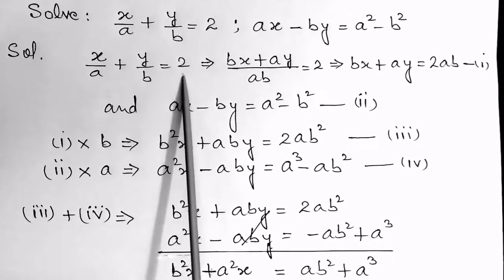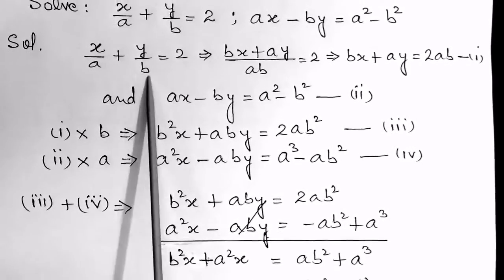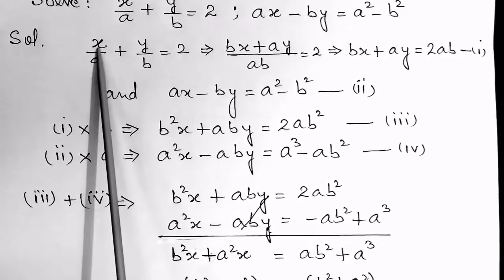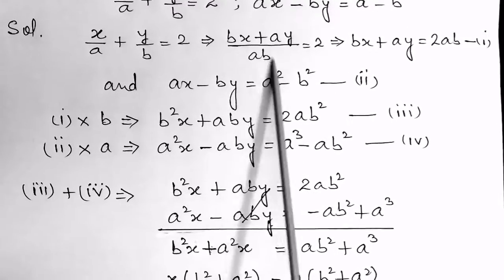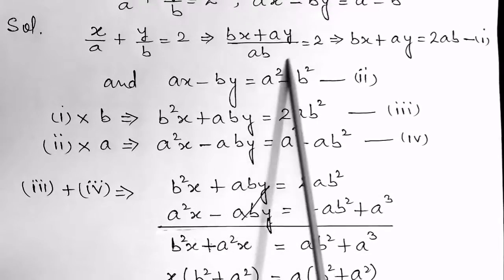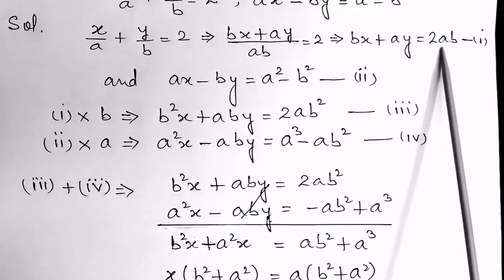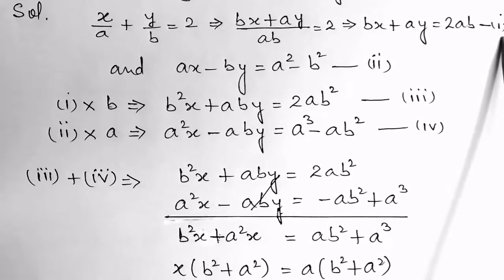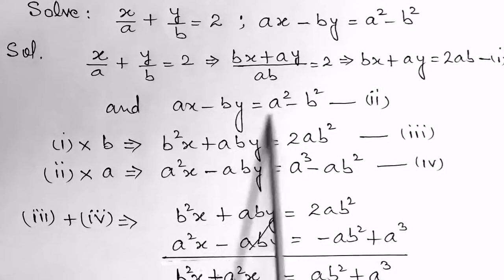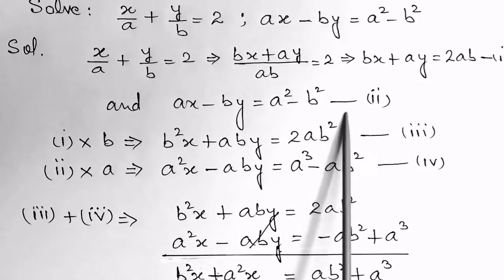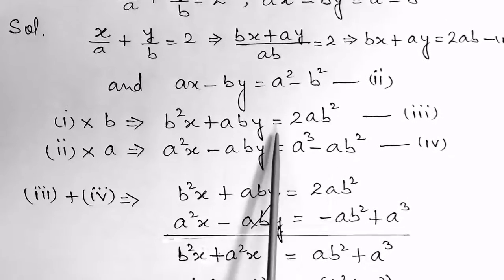X over a plus y over b is equal to 2. Take LCM, right? So LCM will be ab. So b gets multiplied with x and a with y. So I get bx plus ay upon ab is equal to 2. Transpose this ab to this side. So I get bx plus ay is equal to 2ab. Suppose this is first equation. And the second one I am writing as it is, ax minus by is equal to a square minus b square.